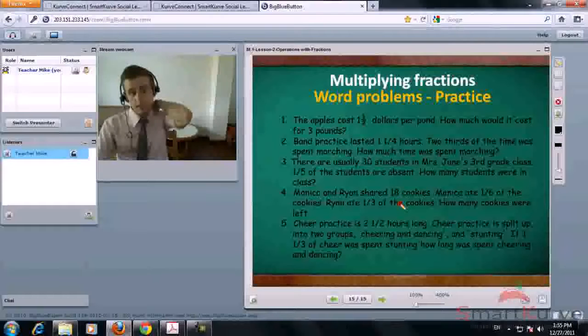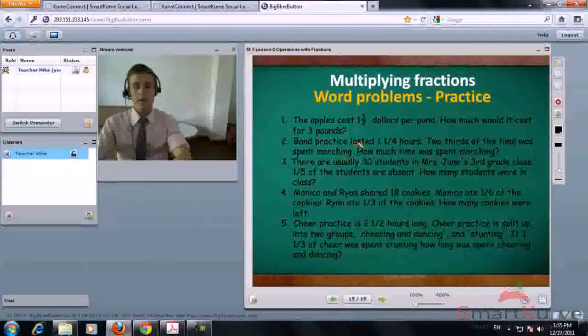Here are some practice word problems. The apples cost $1.50 per pound. How much would it cost for 3 pounds? I'll set it up for you. We have $1.50 per pound. How much would it cost for 3 pounds? Multiply it by 3 pounds.